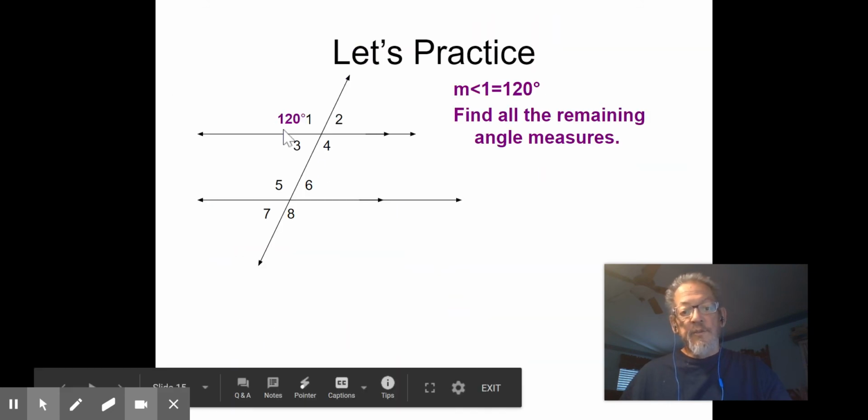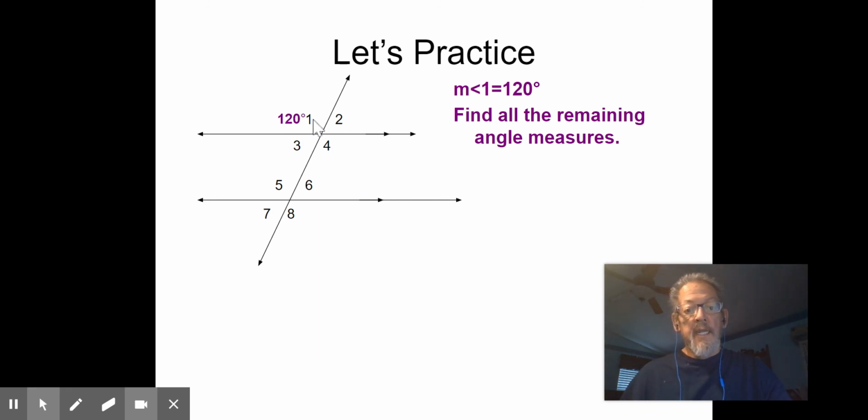Let's practice. If this is 120, we know that this one will have to be 120, and the consecutive would be 120, and the alternate exterior would be 120. And then these two together are supplementary. See, this is a straight line, so they have to add up to 180, which they do. So these are vertical angles. They're congruent. Same thing here, congruent.